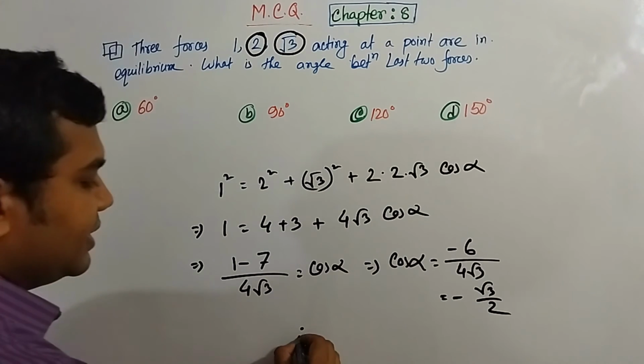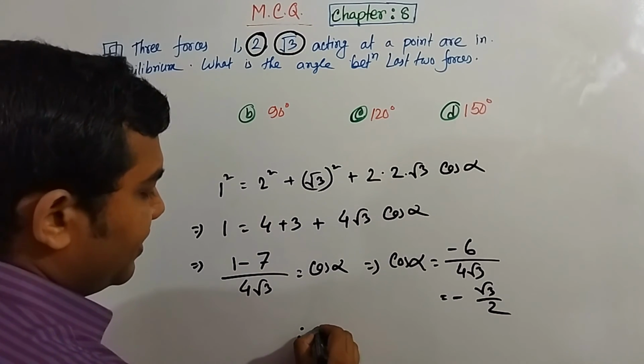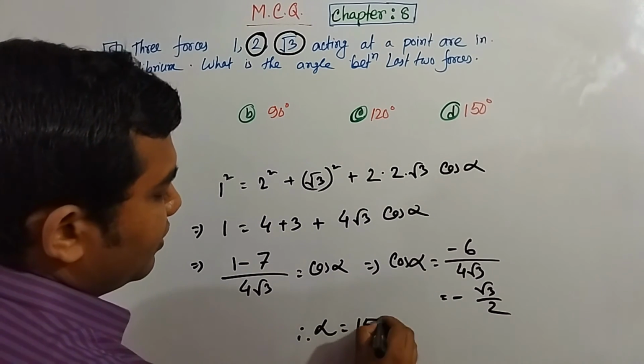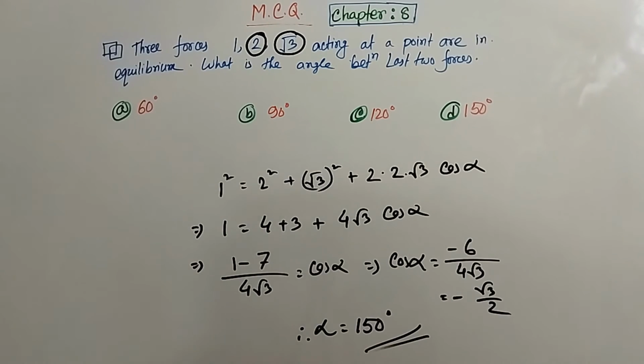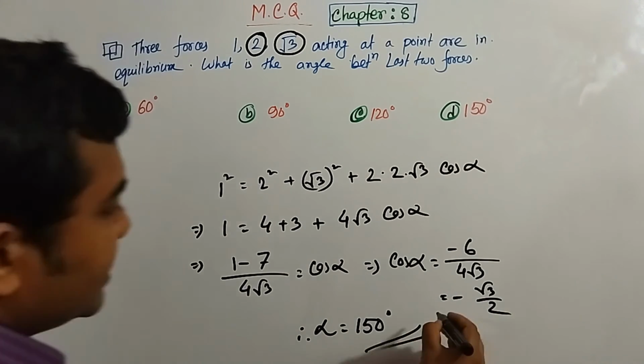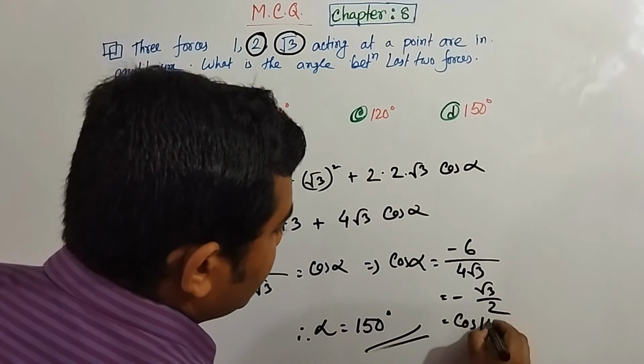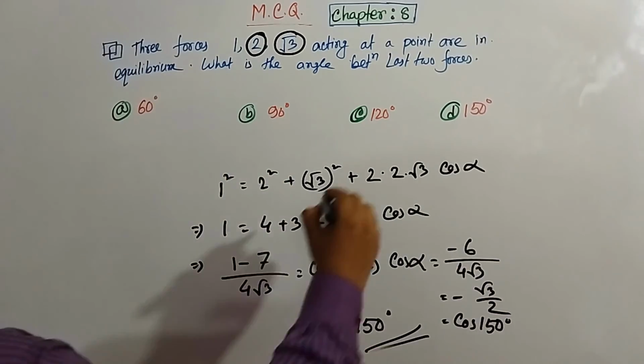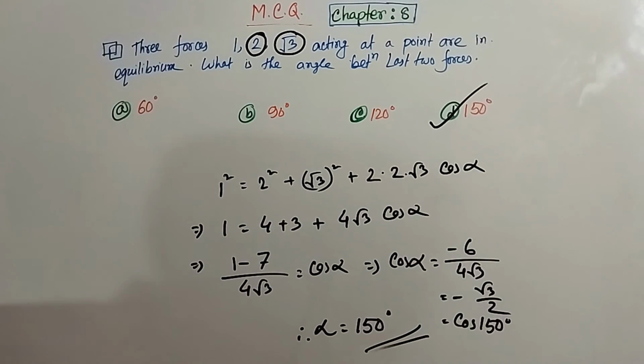Exactly, it is actually 150 degree. So alpha equals 150 degree. So this is how we can solve these types of problems, because this is nothing but cos 150 degree. So the answer is 150 degree. This is how we can solve these types of problems.